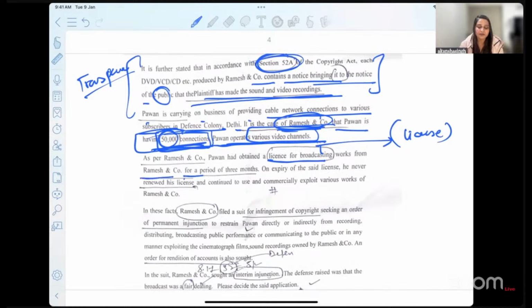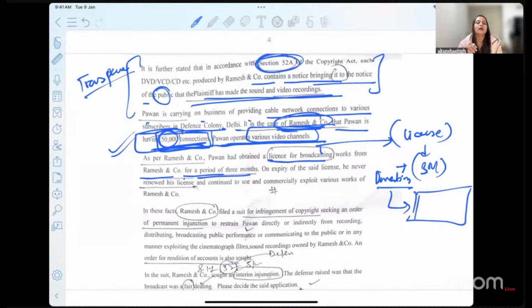From Ramesh and company for a period of 3 months. So the license was taken for a period of 3 months for these many connections. They have mentioned the duration, and they have also in a way mentioned the particular geographical area where he will be broadcasting the copyrighted material. On expiry of the said license, he never renewed it. The license was taken and has now expired, but he has not renewed it and continued to use and commercially exploit various works of this particular company.